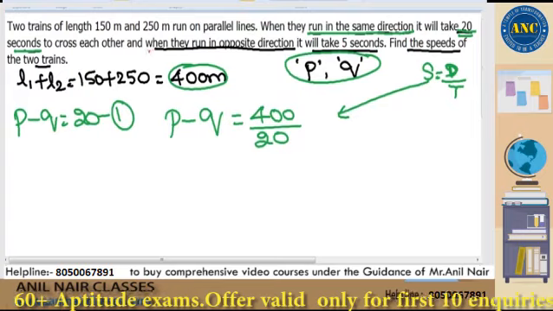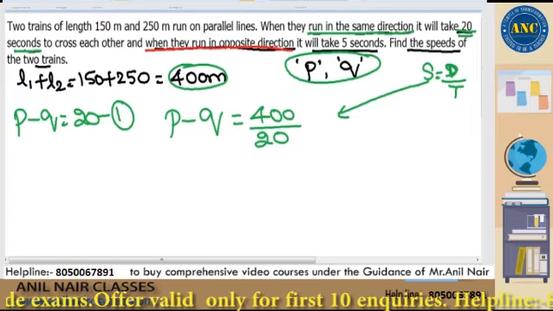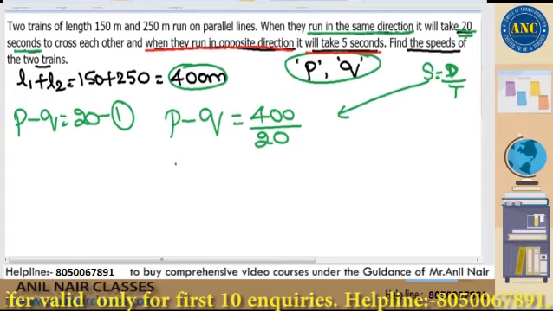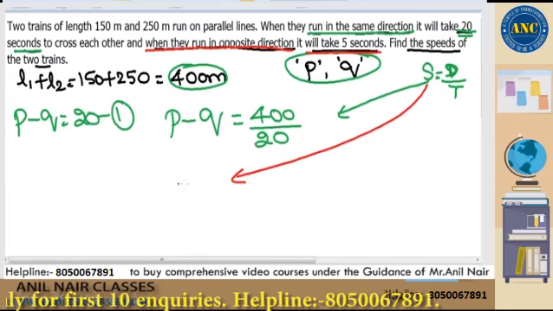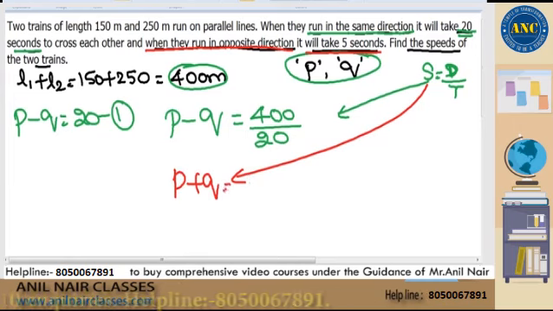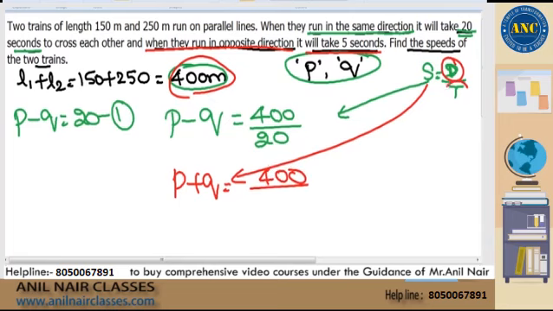Similarly, when they run in the opposite direction, it will take 5 seconds. Opposite direction means the speed is nothing but P plus Q, equal to distance, still L1 plus L2, 400, divided by time. It will take how many seconds? 5 seconds. So P plus Q is nothing but 400 by 5, which is 80. So this is my second equation.